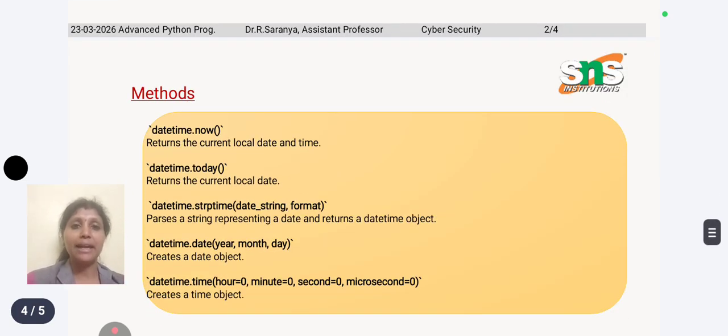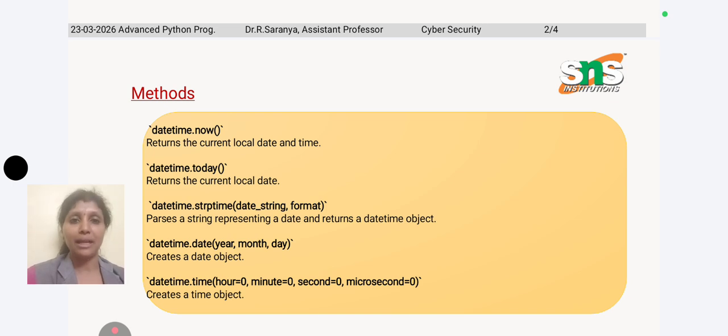Methods like datetime.now(). The now() method is going to return the current local date as well as time in your application. So if you are in need of the current local date, for that we have to specify datetime.today(). The today() method helps to display the current local date. Then datetime.strptime(date_string, format). If you are specifying a format, in that particular format we can expect the results. It parses the string representing a date and returns the datetime object.